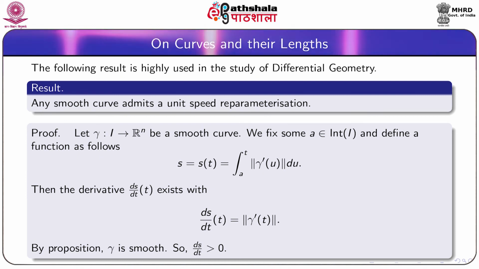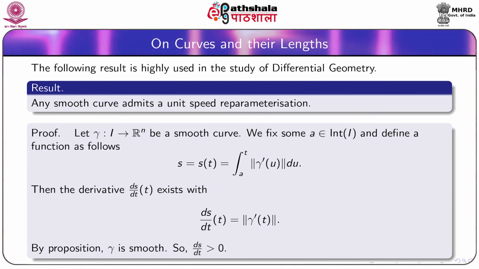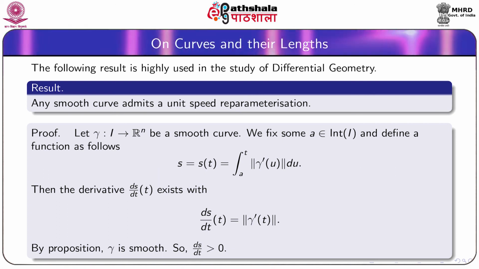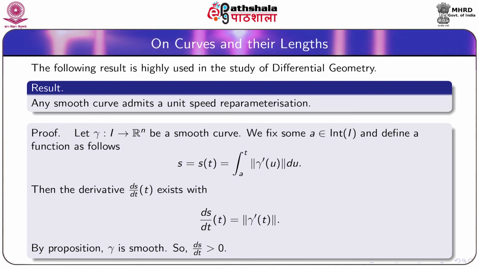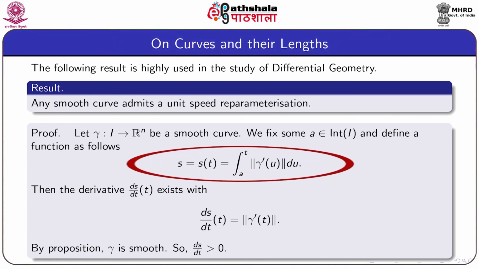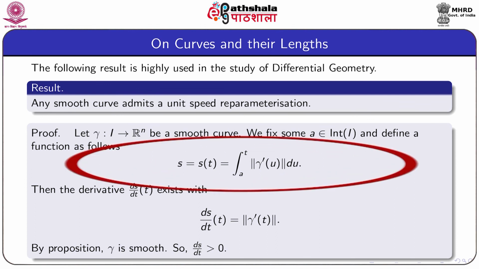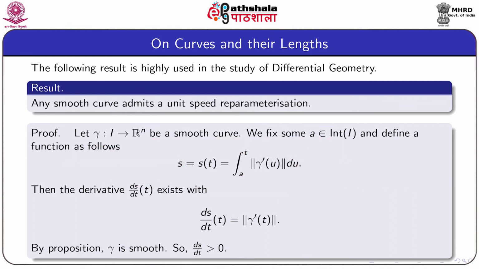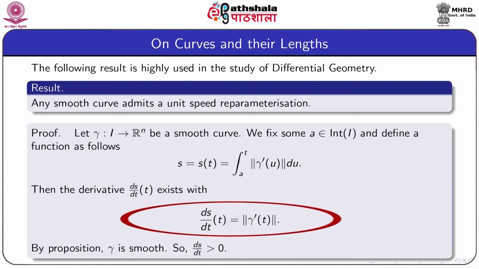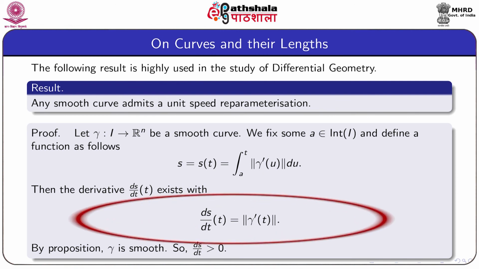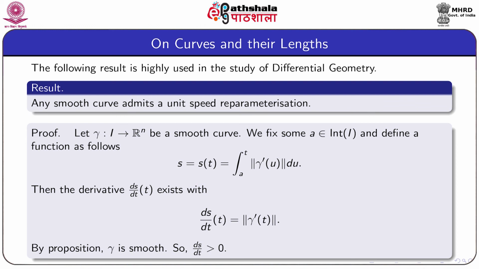Now another result. Any smooth curve admits a unit speed reparameterization. Let gamma from I to R^n be a smooth curve. We fix some a which is an interior point of the interval I and define a function s as follows. s equals s(t), defined by the integral from a to t of norm gamma'(u) du. Then the derivative ds/dt at t exists with ds/dt at the point t equal to norm gamma'(t). By the proposition, gamma is smooth. So, ds/dt is greater than 0.